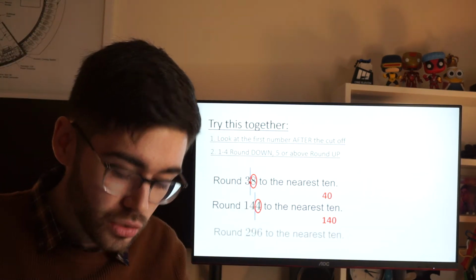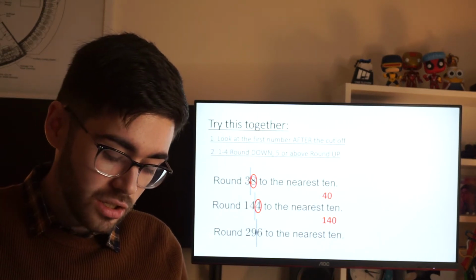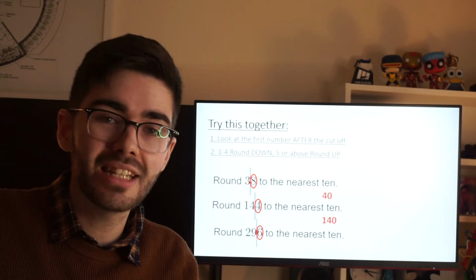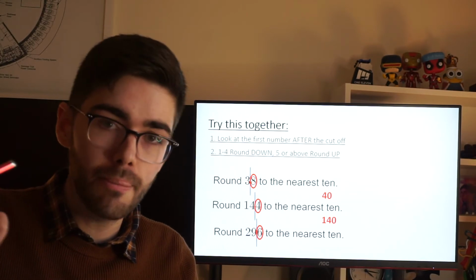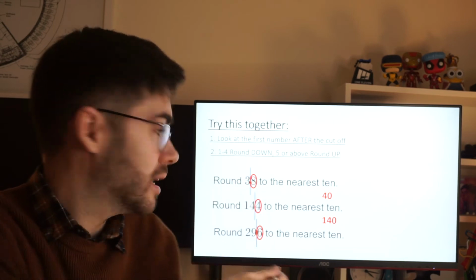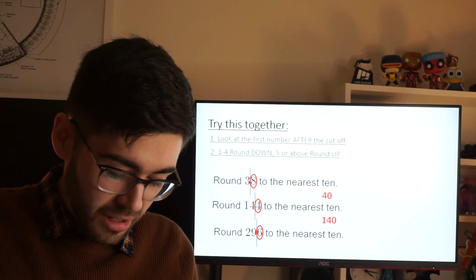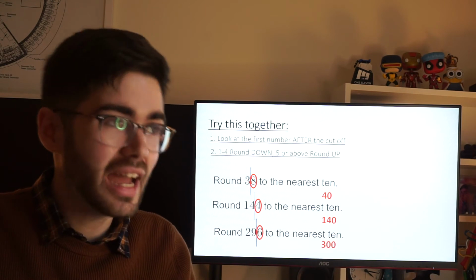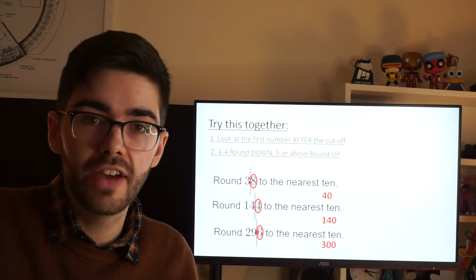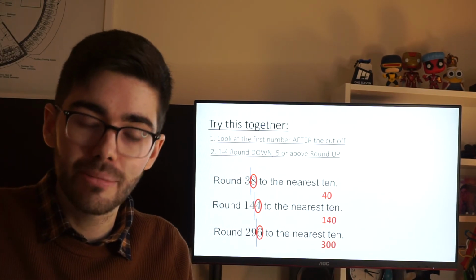Okay, next one, 296 to the nearest 10. We draw a line after the tens column. We look at the 6. The 6 is above 5, so it rounds up. We round 9 up. What happens when we round 9 up? It goes to 10. So rounding 29 up goes to 30, and this becomes 300. Okay, it has a sort of a chain reaction knock-on effect, where because the 9 can't go any higher, it then has to round up the number that comes in front of that.